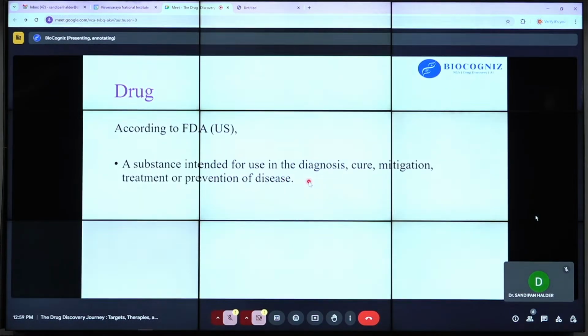Also we use it as prophylaxis, like vaccines, you can say. Vitamin B complex is one of the best examples, and sometimes drugs are used for diagnosis also. Usually, majorly, if you think of a drug, what comes to your mind is the treatment.